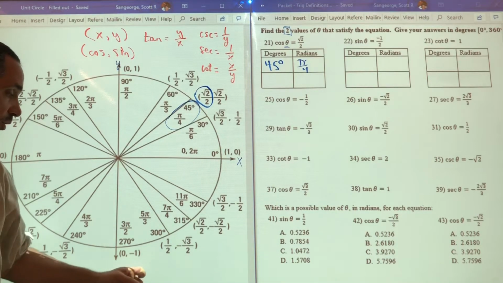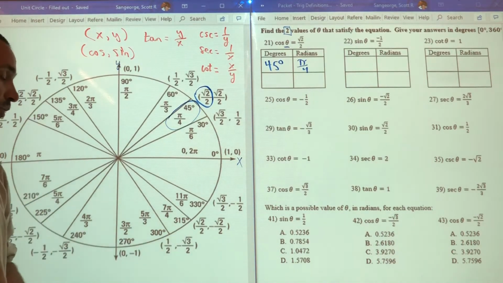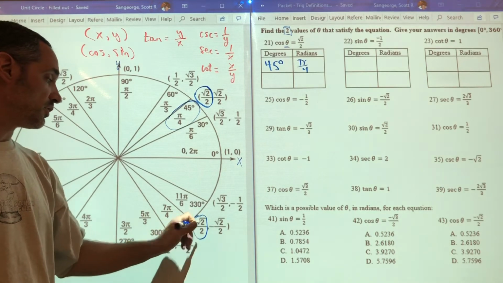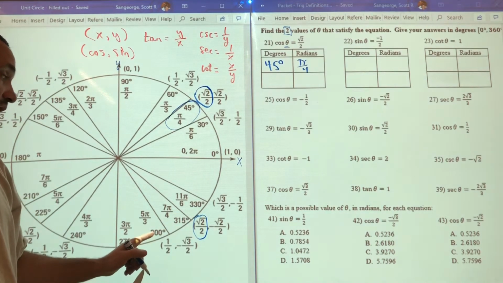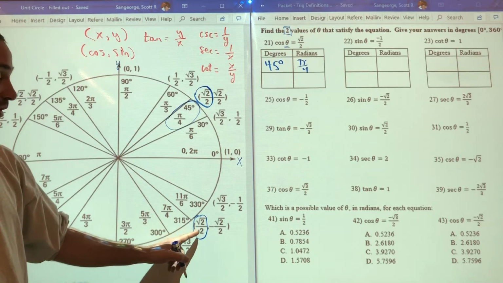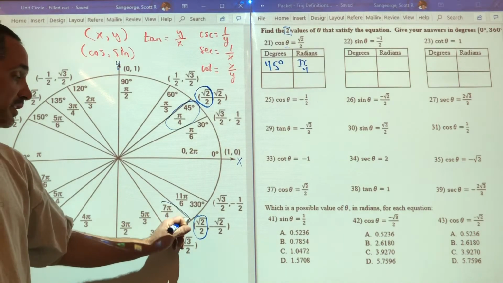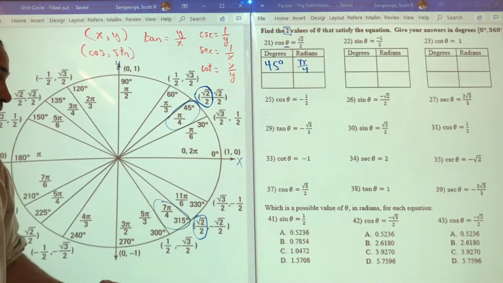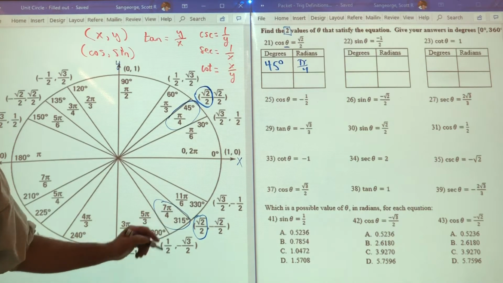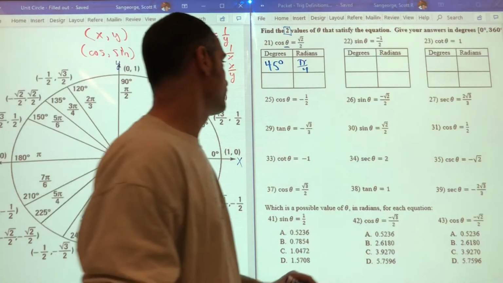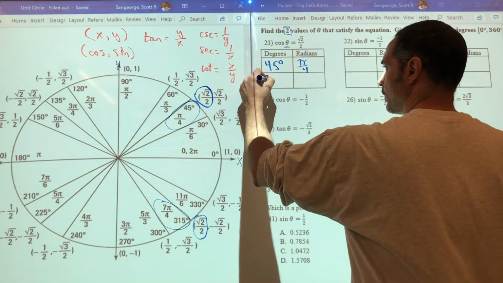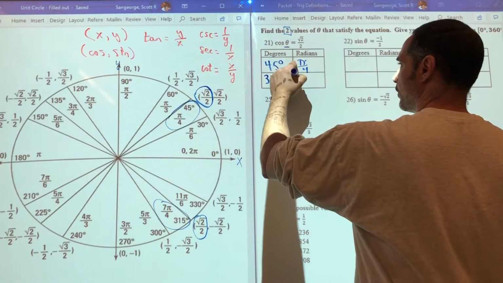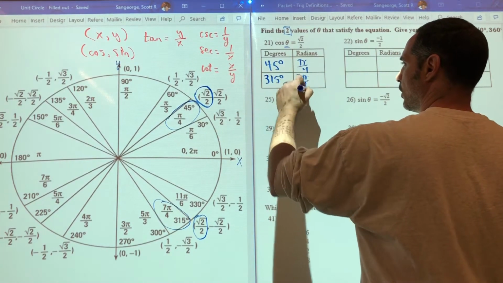Here the x value is 0, 1/2, and here's the square root of 2 over 2 as well. So another answer, when the cosine of this angle is equal to the square root of 2 over 2, is this angle: 315 degrees, or 7 pi over 4. So this is 315 degrees, which is 7 pi over 4.